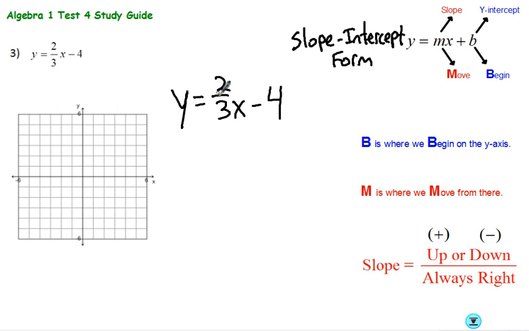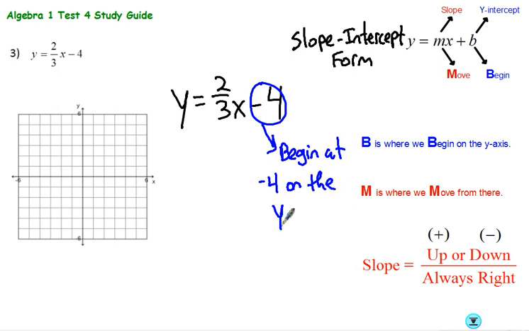All right, so the last number, what we call the b, is the y-intercept. Intercept means where something crosses, right? So this is where the line crosses the y-axis. And one way that we remember that is the b tells us where to begin. So what this is going to tell us is that -4 means to begin at -4 on the y-axis.